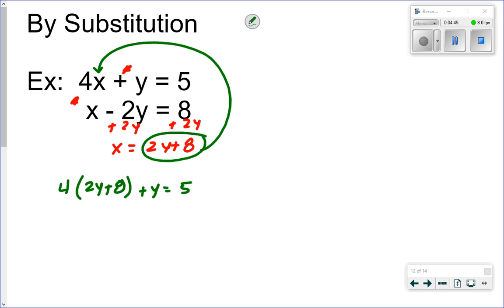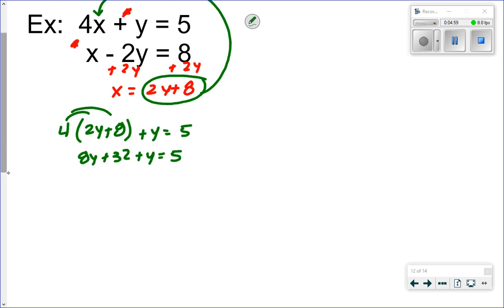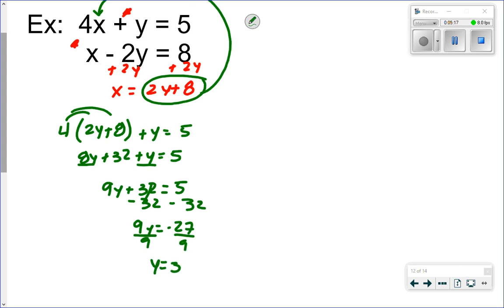Same step as last time, I need to take whatever's outside of the parentheses and distribute it. 4 times 2y is 8y. 4 times 8 is 32. Now I look to see if there's any like terms I can put together. 8y plus y is 9y. Subtract 32 from both sides. 9y equals negative 27. And divide by 9. y equals negative 3.